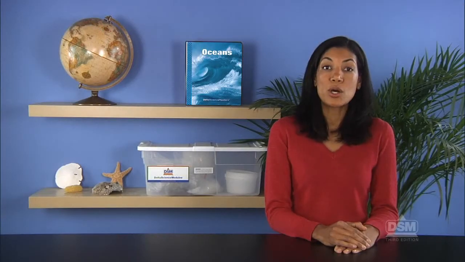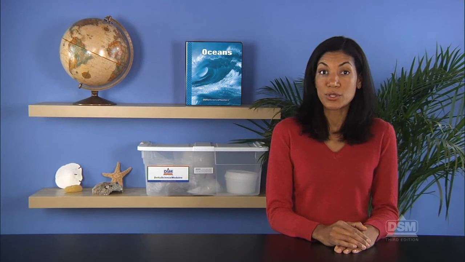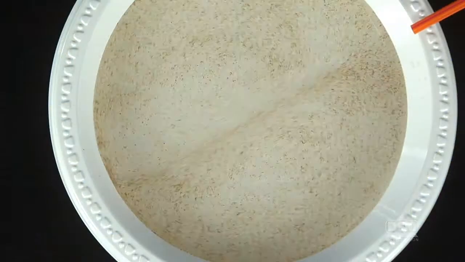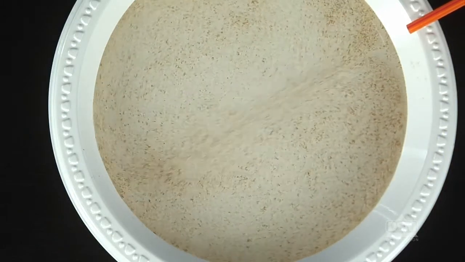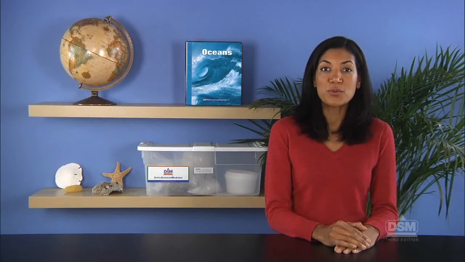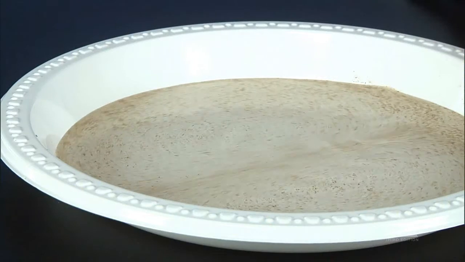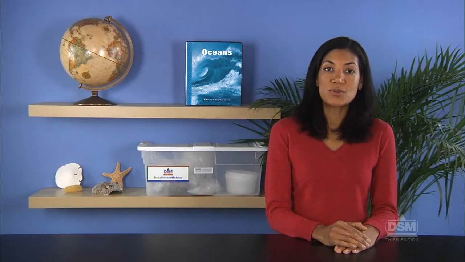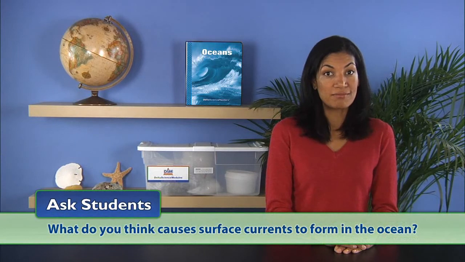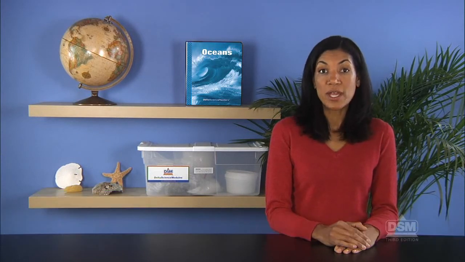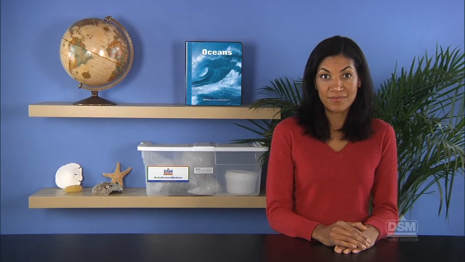Tell students to blow across the water again from another direction. This will cause the water flow to change direction and move in the direction of the airflow. Then identify the ripples for the class as surface currents. Ask students, what do you think causes surface currents to form in the ocean? Students should infer that wind causes surface currents.